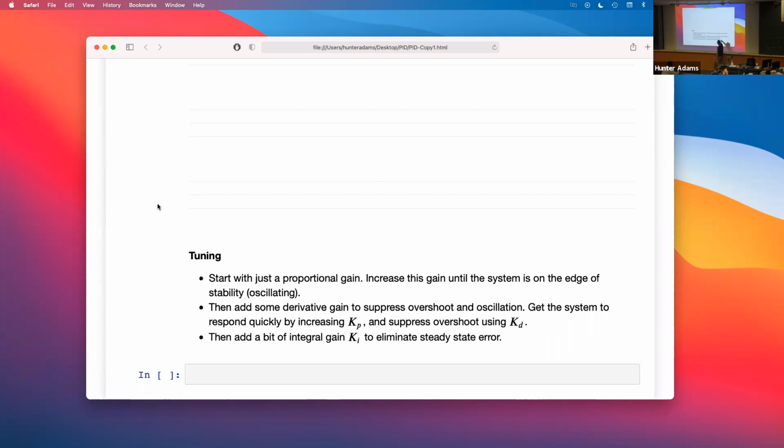In any case, you're going to start with just the proportional part of that PID controller, turn it up until you get oscillation. Then you're going to add derivative gain to suppress that oscillation. And then you're going to add integral gain to eliminate the steady state error. And then you're going to turn the knobs a little bit. And you're going to try to tune the system so that it is as fast as you can make it without overshoot that's extreme and without too much ringing. Okay?